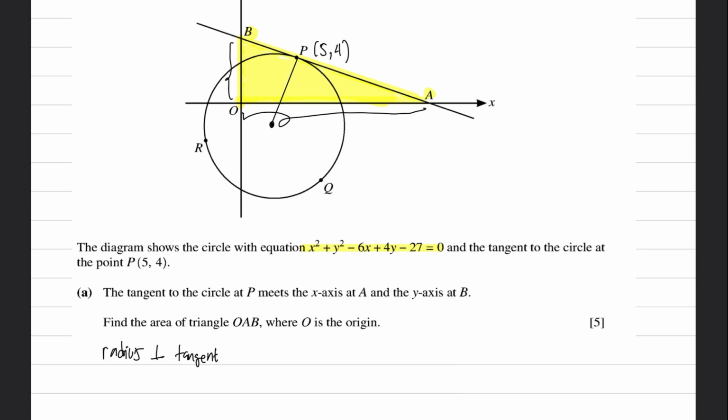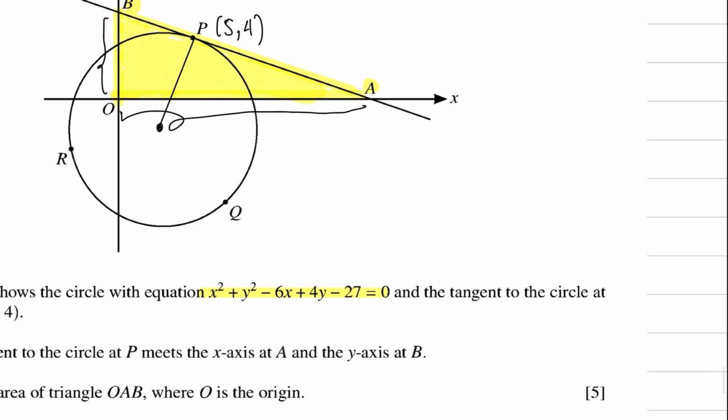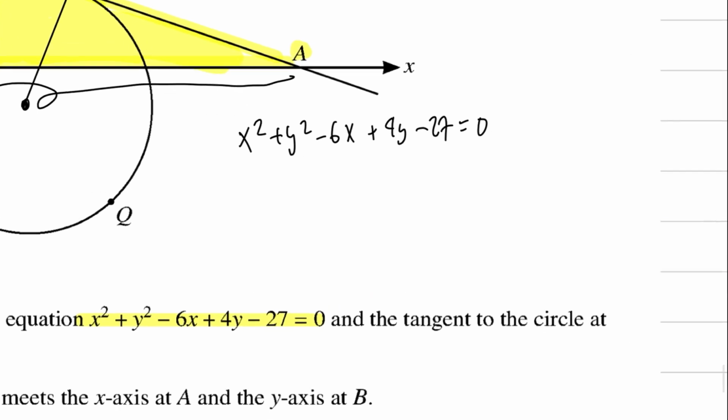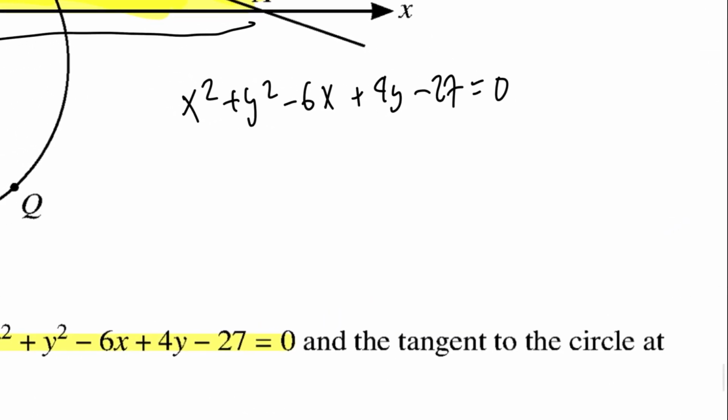So how to find the center? We have this equation of the circle. Now we need to find the center. How to find the center? We need to complete the square. So x squared minus 6x, we collect all the x, we collect all the y, and we have minus 27 at the end.